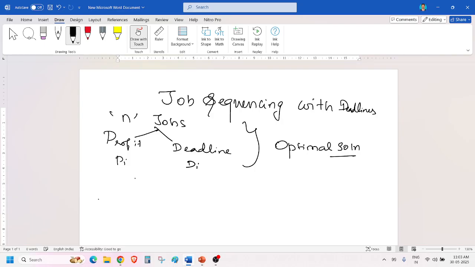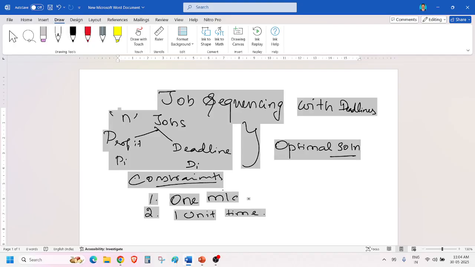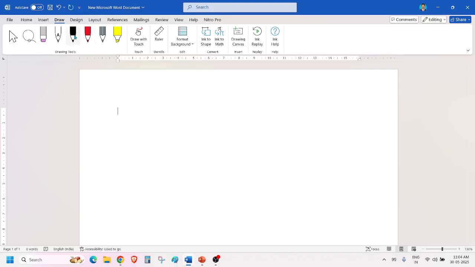But before starting the algorithm, we should know there are two constraints in job sequencing. What are the constraints? First, only one machine will be there. Second, one unit time will be there. Within that one machine, within one unit time, you have to assign the job and complete it. So only one machine is there. Now we will move into the algorithm so that you can understand why we are studying this and what the need of studying this is.